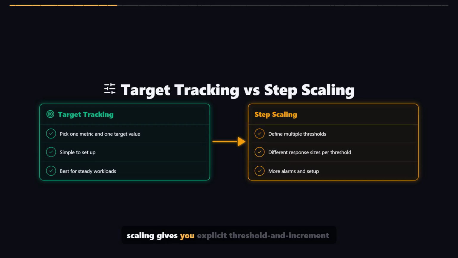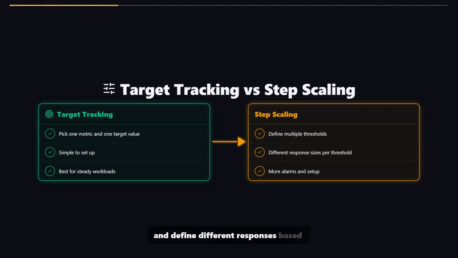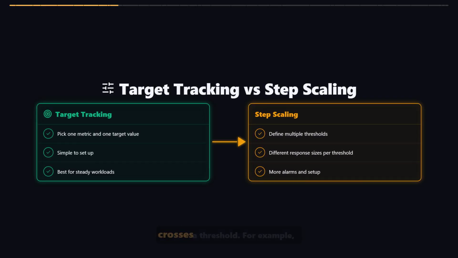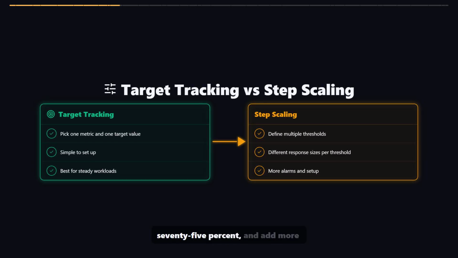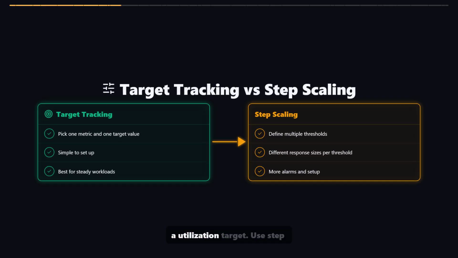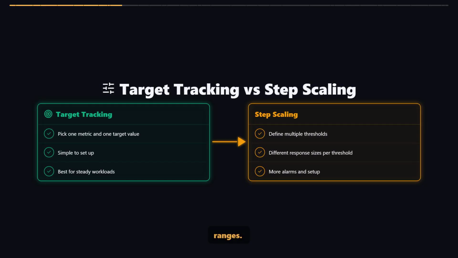Step scaling gives you explicit threshold and increment control. You create CloudWatch alarms and define different responses based on how far the metric crosses a threshold. For example, add one instance at 60% CPU, add 3 at 75%, and add more if the breach becomes severe. Use target tracking when you want the group to follow a utilization target. Use step scaling when you need precise, custom responses to defined alarm ranges.